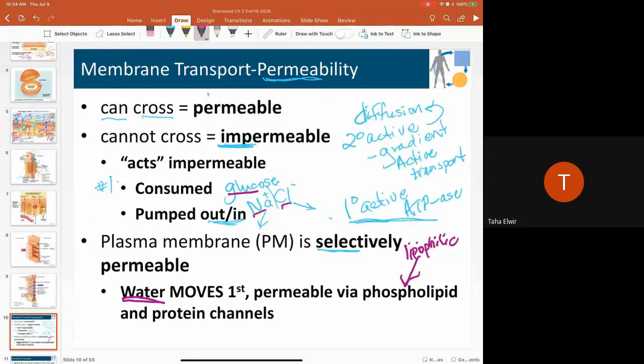So if it's going through a protein channel, it has to be hydrophilic. Because the amino acids on the protein will have charges. If they're a channel, then water is going to be in that channel as well. So they have to be hydrophilic.